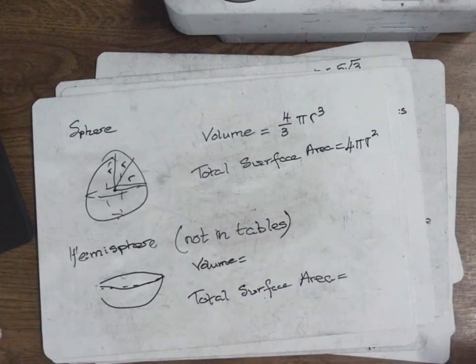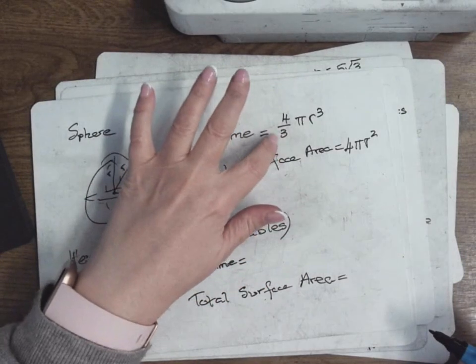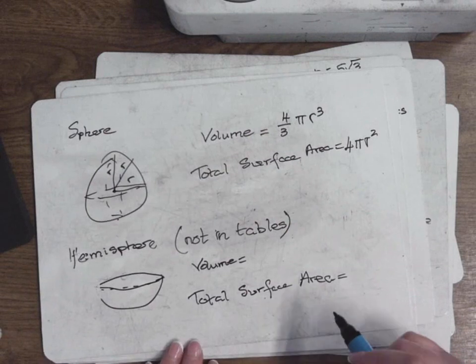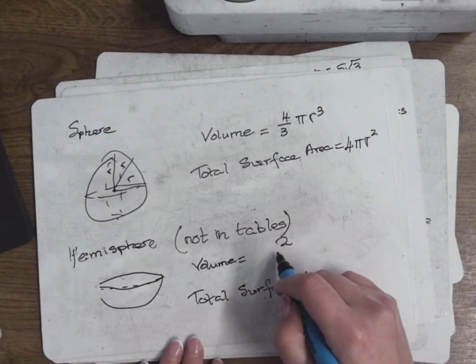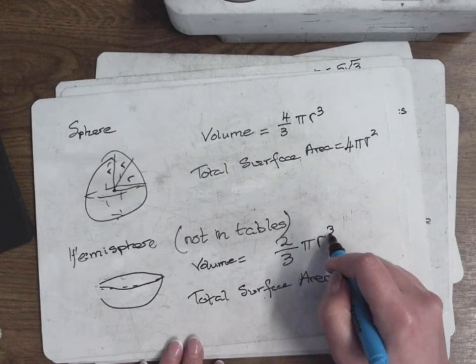So it's a sphere cut in half, okay? So it's a sphere cut in half. If the volume of a sphere is 4/3 pi r cubed, what's the volume of a hemisphere? 2/3 pi r cubed, because half of 4/3 is 2/3.